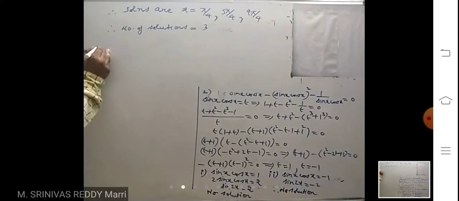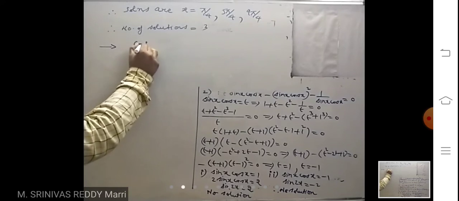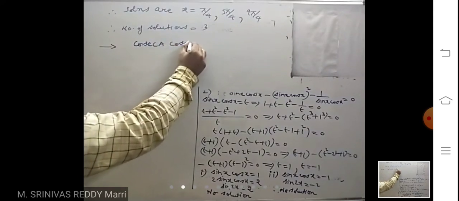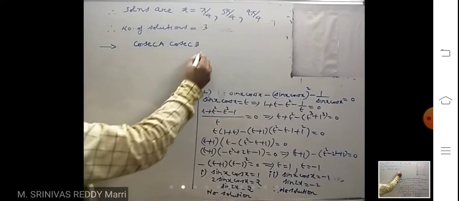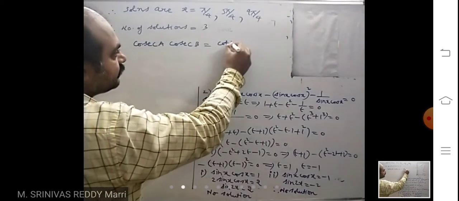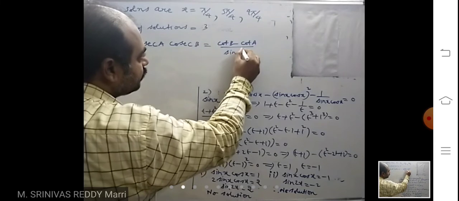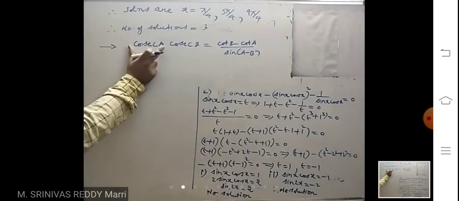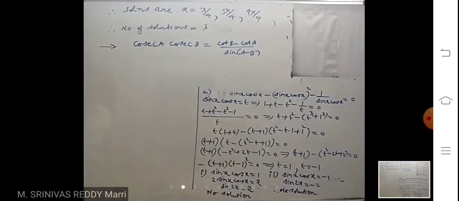Look at the next model. Whenever cosecant A into cosecant B term is there, you write it like this: cot B minus cot A divided by sine of A minus B. Whenever a product of two cosecants is there, you take one angle as A and one angle as B. This term you write as cot B minus cot A divided by sine of A minus B.